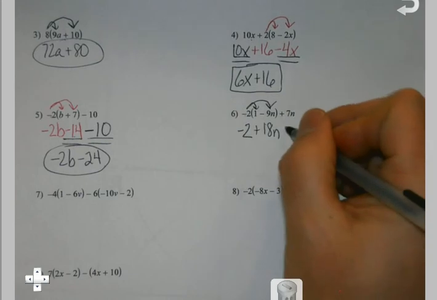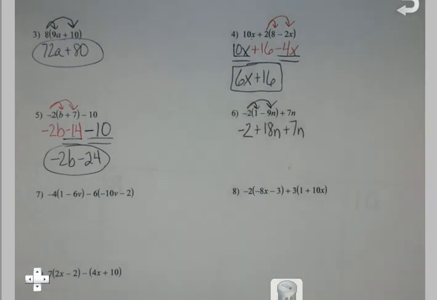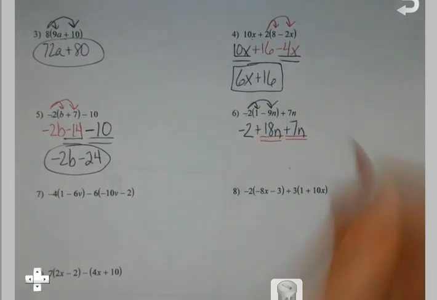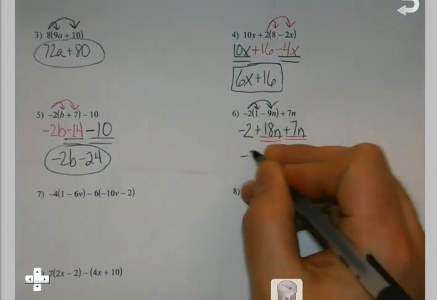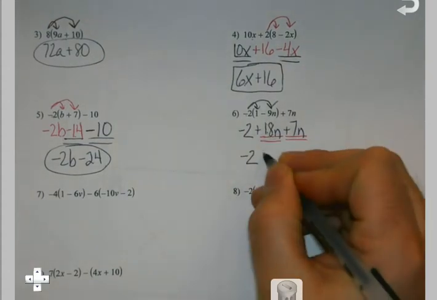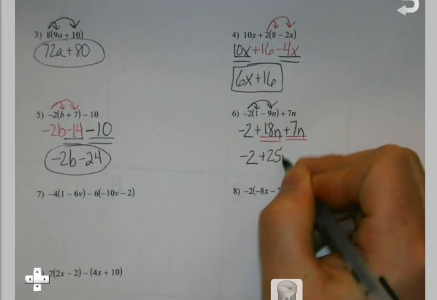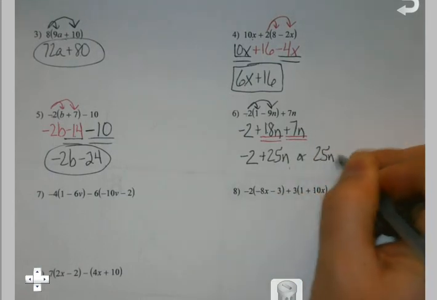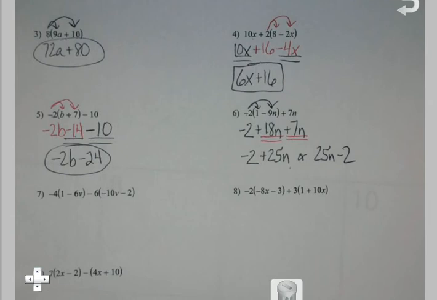But again, the 7n's not in parentheses. I'm just going to leave it where it is. And just like we've had on some other problems, look for the things that are alike. And this time, it's the two terms that have n's. 18 and 7 is 25. And some of you may say, well, I wrote it like this. Is that okay? It sure is.